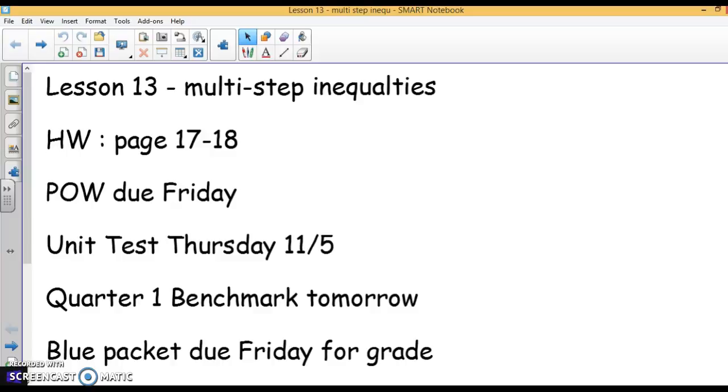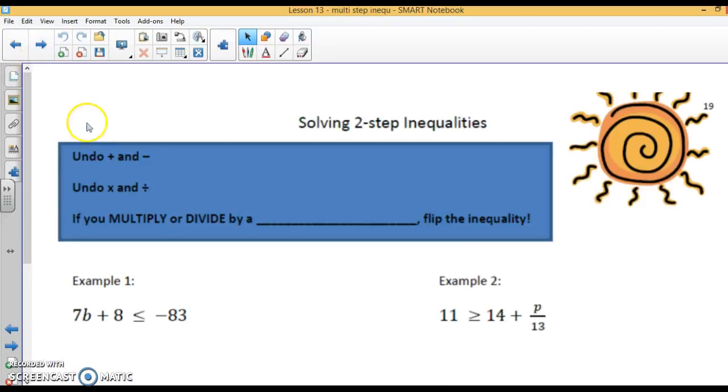Today's lesson is Unit 3, Pre-Algebra, Lesson 13, Solving Multi-Step Inequalities. Here's the homework that goes with it and other information you need to know. You need to be on page 19 in your note packet.